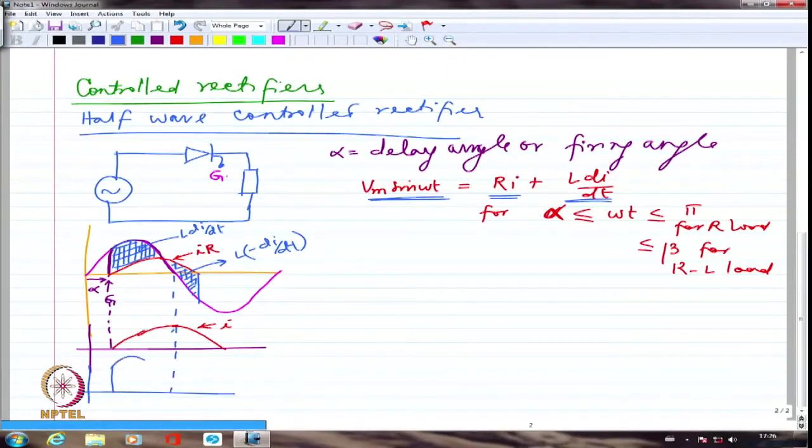I have to have the output voltage somewhat like this until the current really becomes 0. So this entire thing is going to be my output load voltage. It starts from alpha, but it goes until beta. So at alpha, I am going to have the current to be 0, and at beta also, I will have the current to be 0.